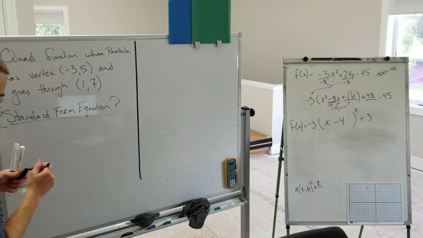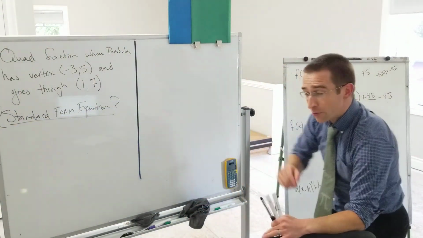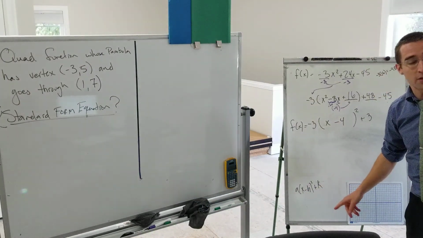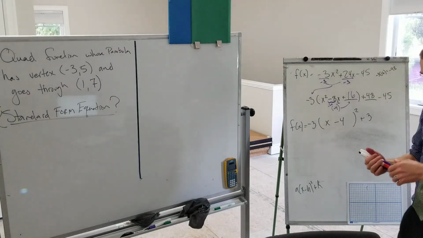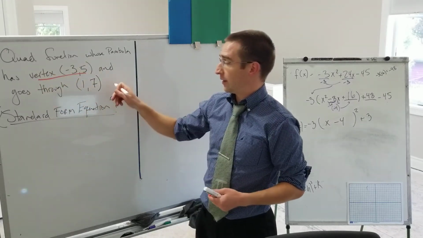That's what we're looking for. And remember, the standard form equation is this one. It's what we used to call vertex form. Well, what information do we have? We have the vertex and another point.